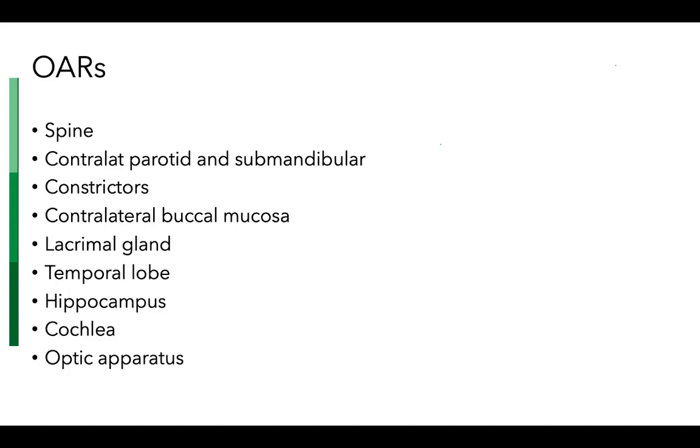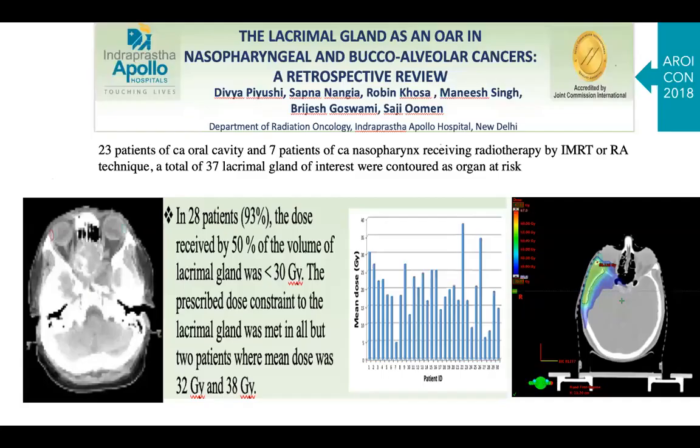So the cochlea and the optic apparatus. So it's very important to make a note of the optic apparatus because you might actually discover that the dose is spilling onto the optic nerve or the retina in this situation.